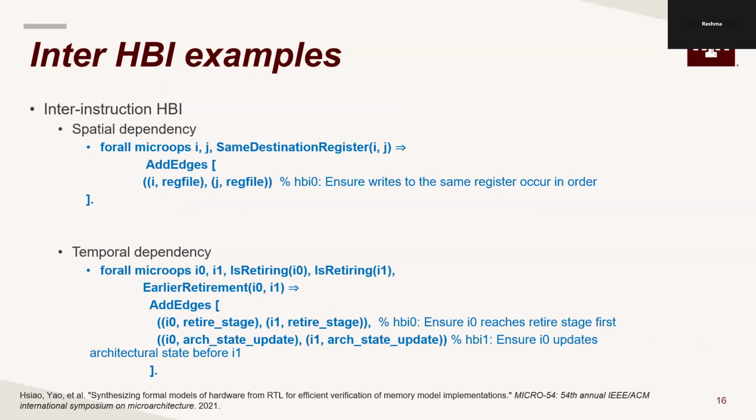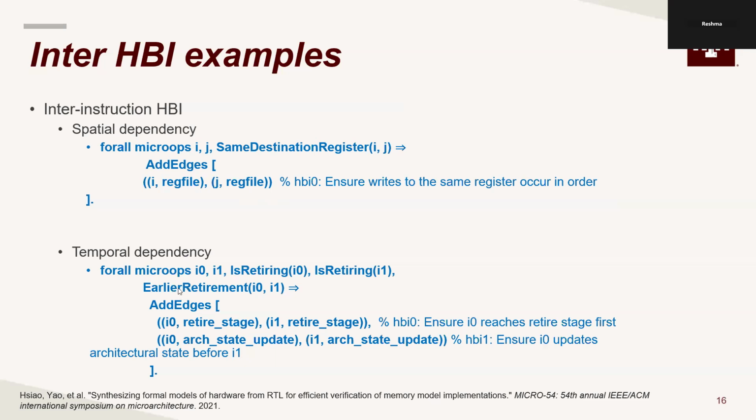I have a couple more examples here for spatial and temporal dependency. The spatial dependency example is a trivial one. If two instructions i and j attempt to write to the same destination register, their execution must be serialized to ensure correctness. This prevents race conditions where multiple writes to the same register might occur out of order.